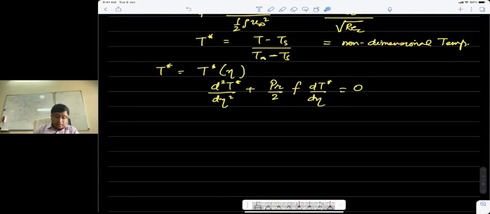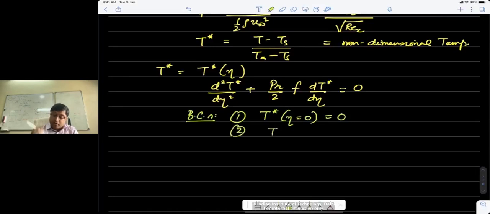In this case, you need two boundary conditions. First, T star at eta 0 will be 0 because T is equal to Ts at y equal to 0, and so eta becomes 0 there. The second boundary condition will be the free stream condition. So T star when eta goes to infinity will be 1. Very far away in the free stream, the temperature should be T infinity, and so the T star value should become equal to 1.